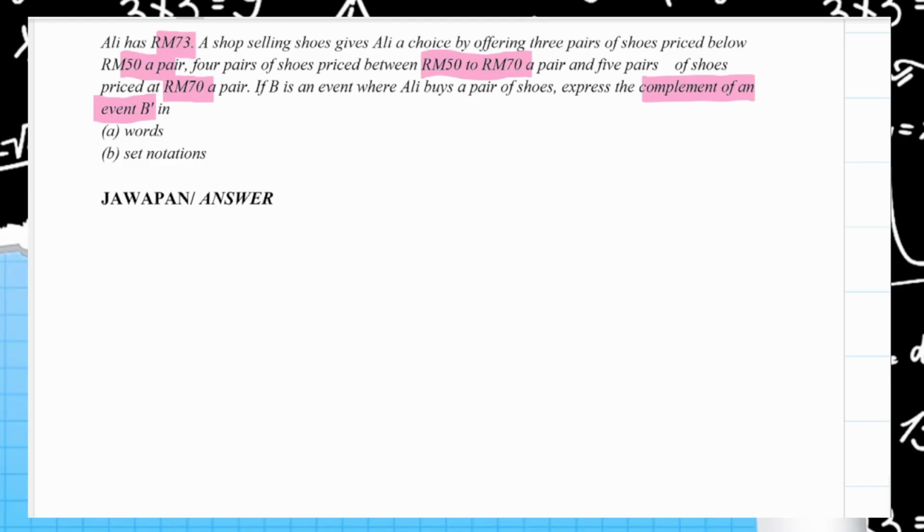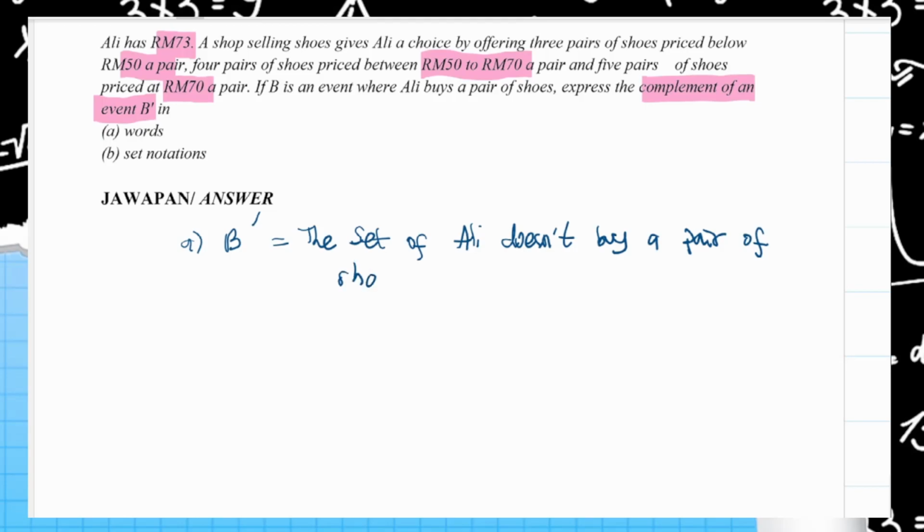Okay, so in words we can say that B prime is the event, the set of Ali does not buy a pair of shoes. Okay, sebab B tadi event dia beli kasut, so complement dia tak beli lah. Okay, cuma tulis dalam bentuk ayat saja. Okay, B in set notation.